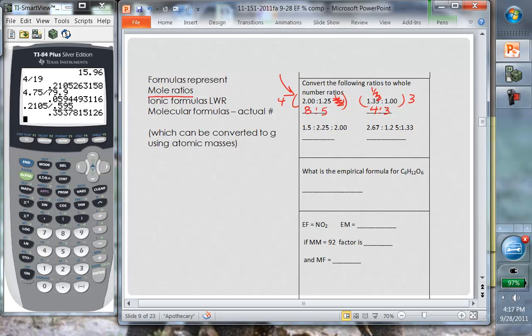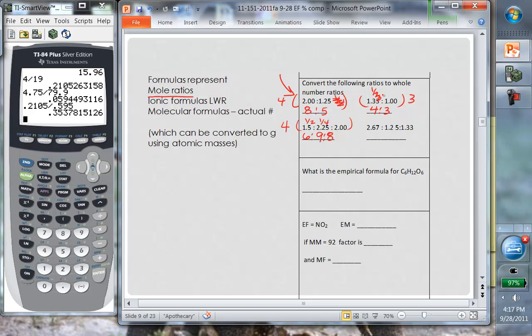1.5, 2.25, 2.00. Well, I've got a half and I've got a quarter. I need to multiply by 4 to get rid of the denominators. 4 times 1.5 is 6. 4 times 2.25 is 9. And 4 times 2 is 8. So a 6 to 9 to 8 ratio in whole numbers.